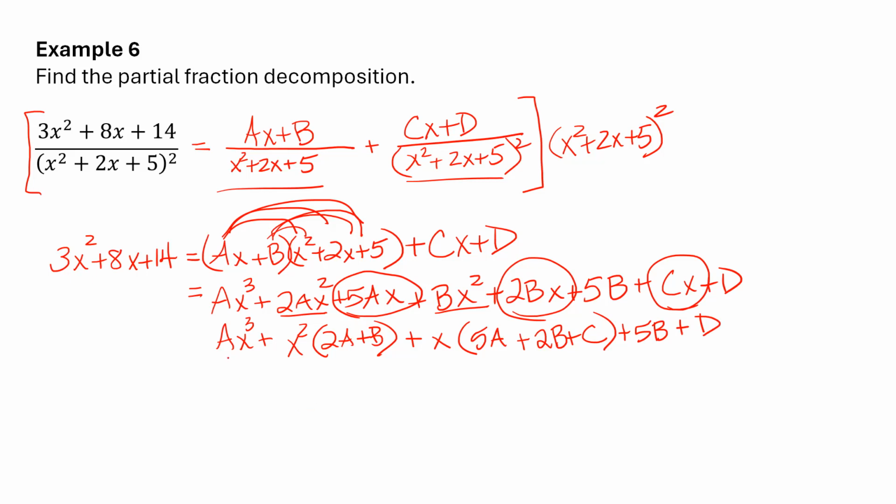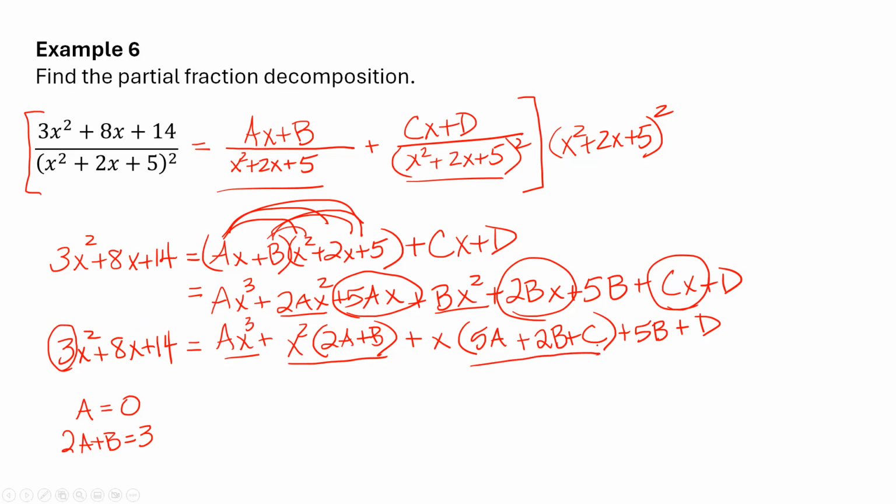So I've got an x cubed term. Now on the left side of this equation, there is no x cubed term. There's only x squared, x, and a constant. So a must be 0. 2a plus b is your coefficient on x squared, and the coefficient on x squared over here is 3. So 2a plus b must be 3. The x term has a coefficient of 5a plus 2b plus c, and that should equal 8.